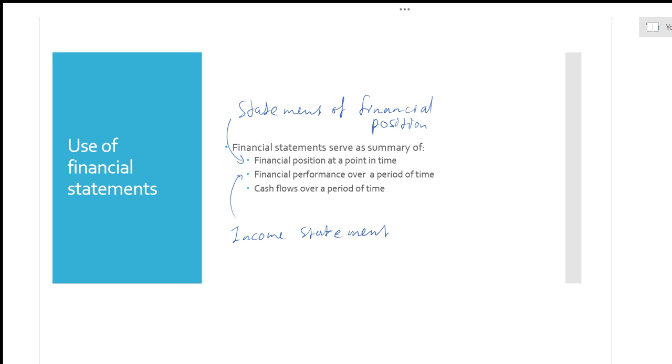Another very key part of financial statements is the cash flows. It shows the cash flows over a period of time, and how cash flows are generated from operating activities. It shows us also cash flows to and from investing and financing activities, right?